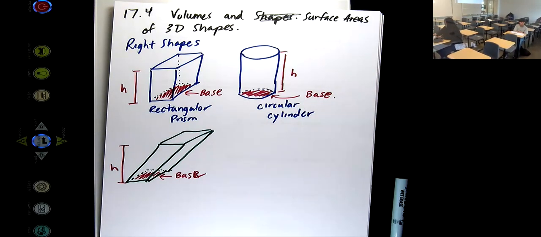And we don't have to have square and cylinder bases. I could have a triangular shape.